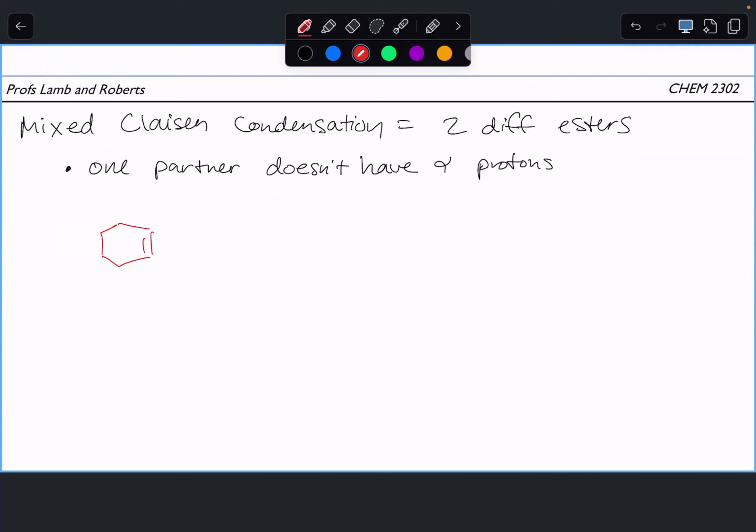So aromatic esters are common for this because that alpha carbon has no alpha protons. So that means that it must be the electrophile. And this must be our leaving group. And then you can mix it with an ester that does have alpha protons, like this. So here we have our two alpha protons. So we are going to have a driving force.